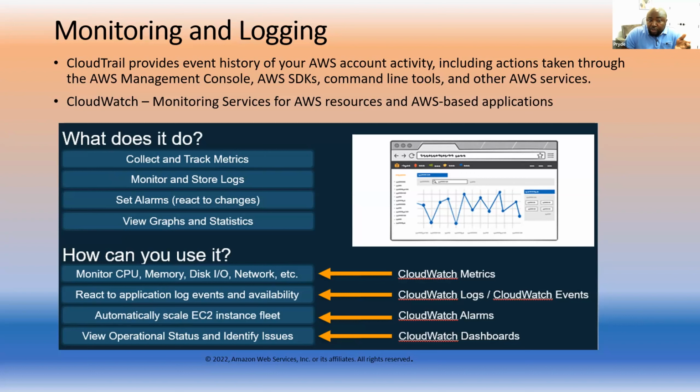So how can we use it? Like I said, to monitor CPU, central processing unit, memory, disk, network, and so on, you use the CloudWatch metrics, which you can actually see. This diagram we see is an example of a CloudWatch metric showing you what's happening. And you can react to application logs and availability. So with CloudWatch Logs, you can access it, see what happened, who changed what, what's going on with your system, if you have to audit your system to know what's going on.